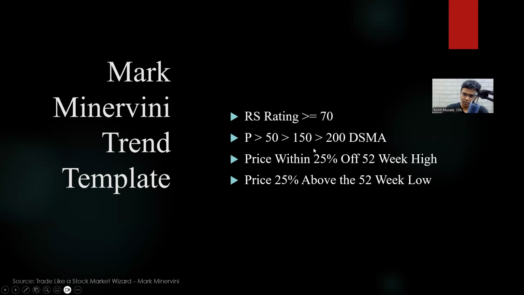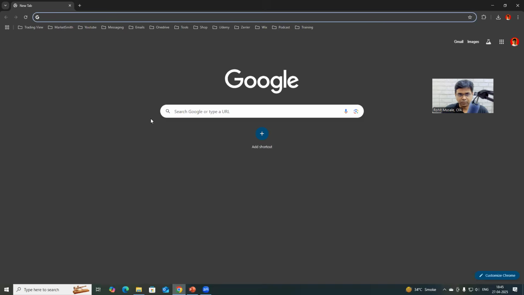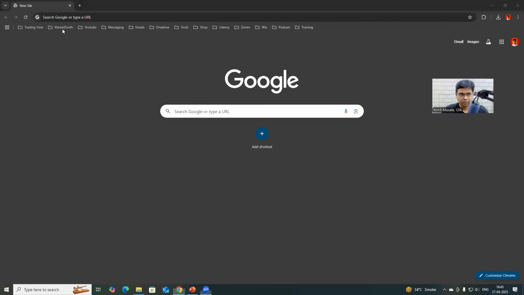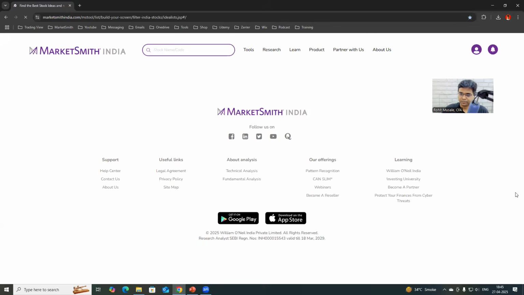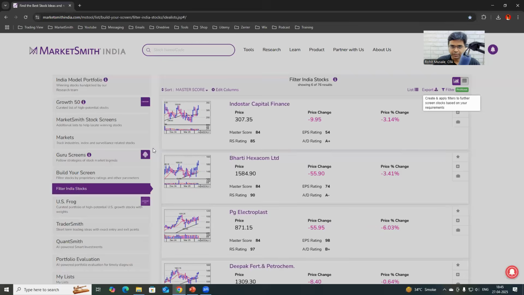Price should be within 25% of the 52-week high. Price should be 25% above the 52-week low. Now in the filters, remember we did not put this criteria. So let's do that. Just to simplify everything for you, let's create that filter again from scratch. I will do it quickly. I will not spend time discussing it because you already know it.